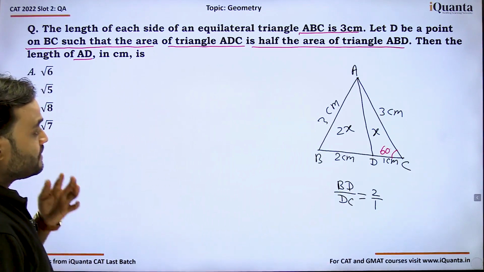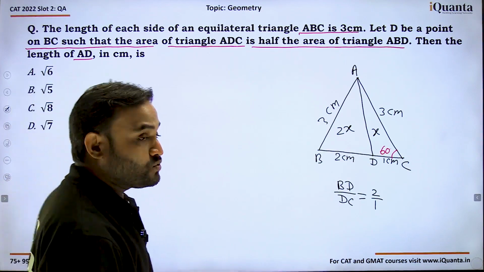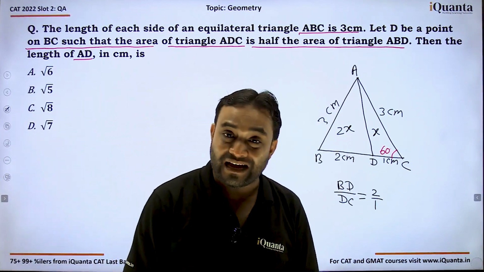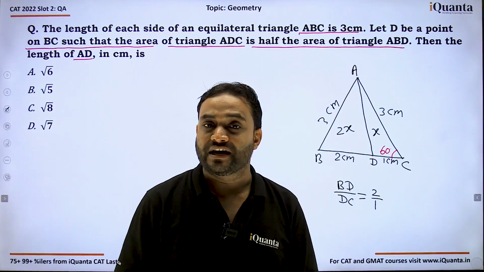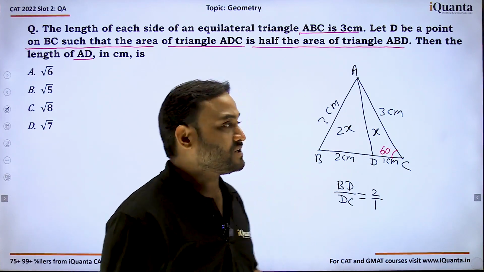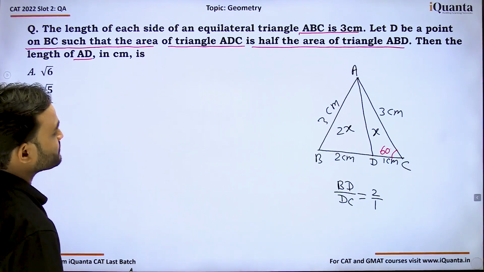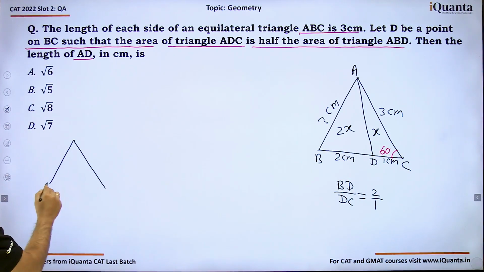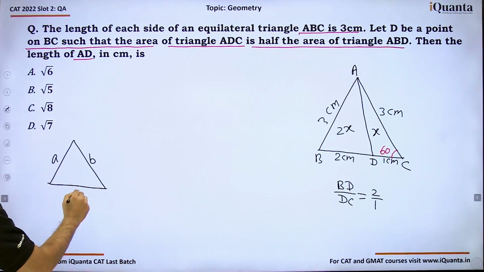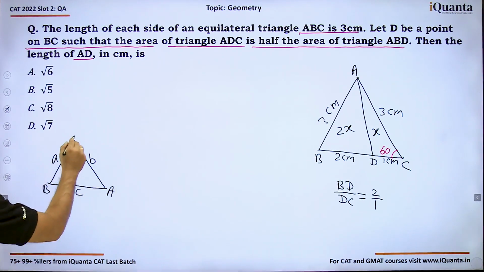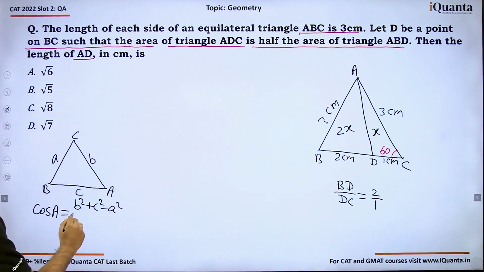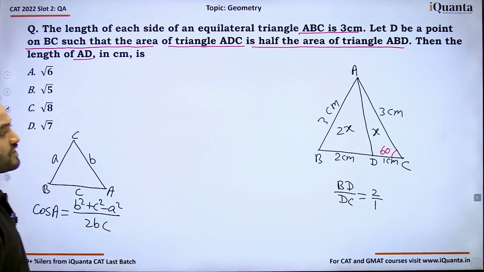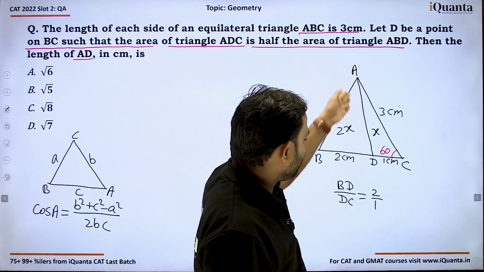So what we can do here, we can use cosine rule. Cosine rule is used when we have three sides given, we can find out any angle, or if any two sides and one angle is given, then we can find out the third side. So the basic property of cosine rule is something like this. Side lengths A, B and C. So we can say cos A will be equal to (B square plus C square minus A square) upon 2BC. This is what we can use here. How? We know the length of AD.